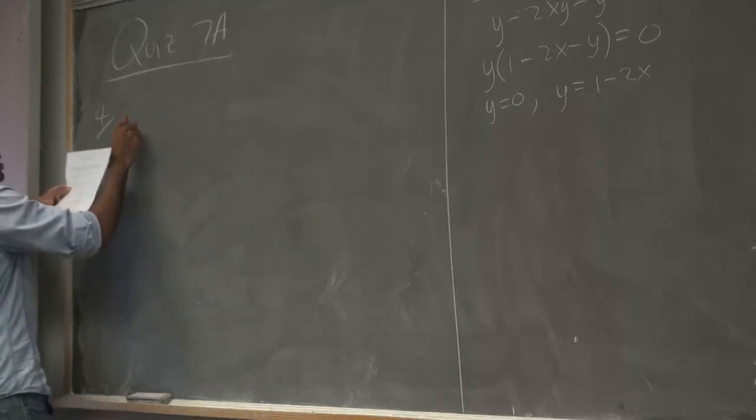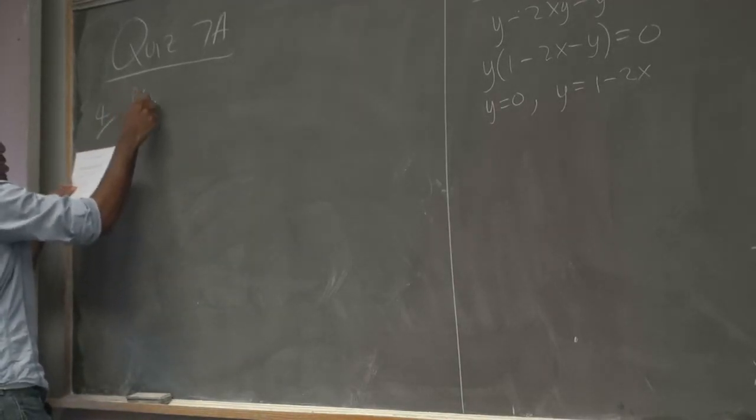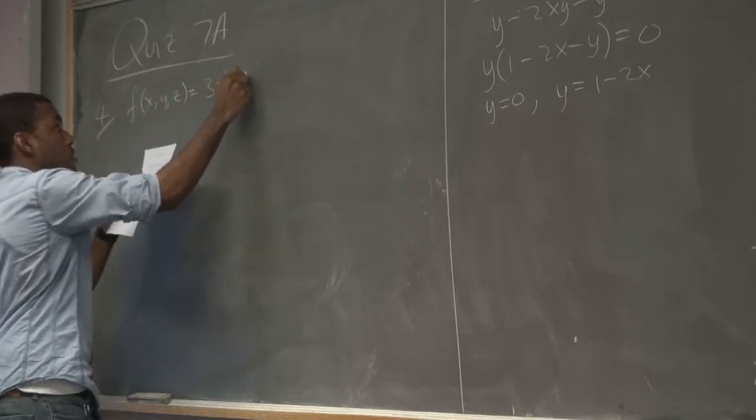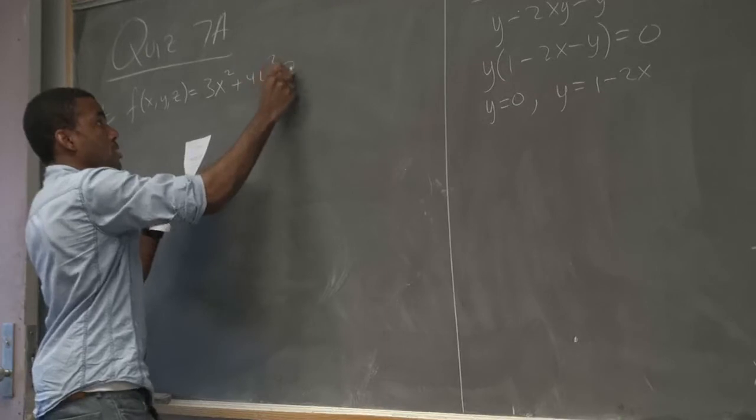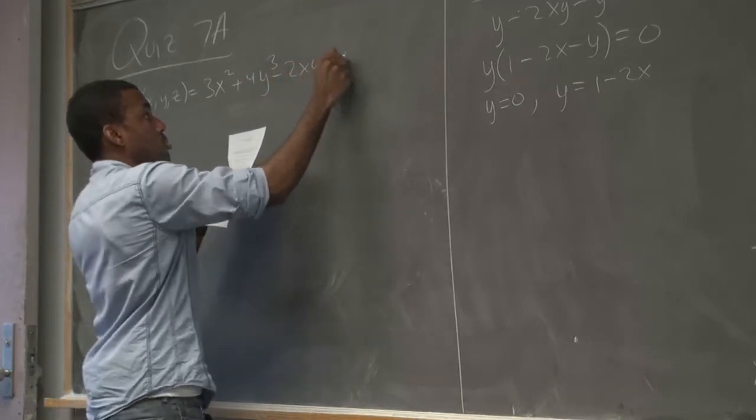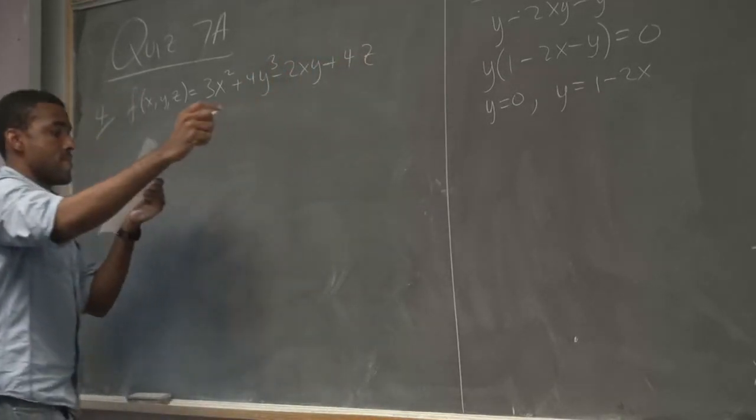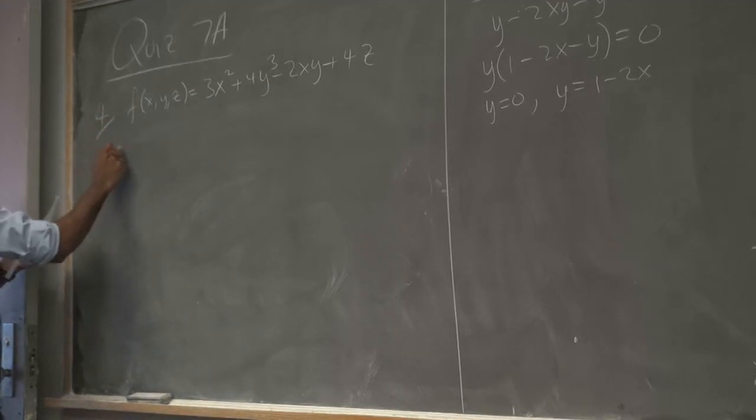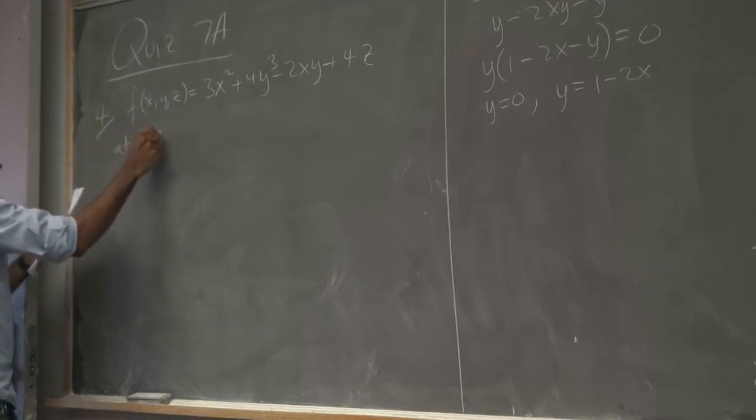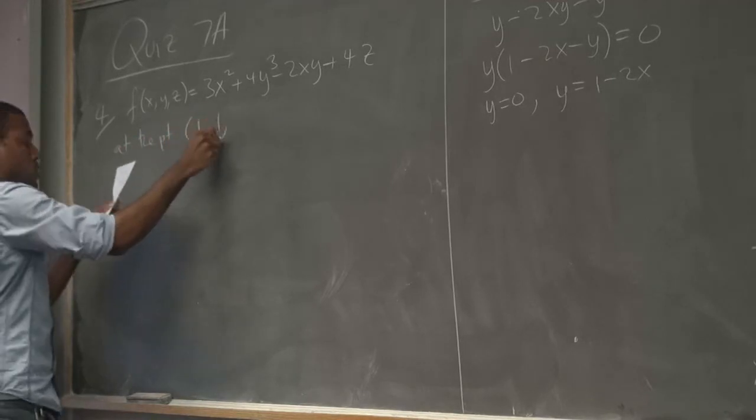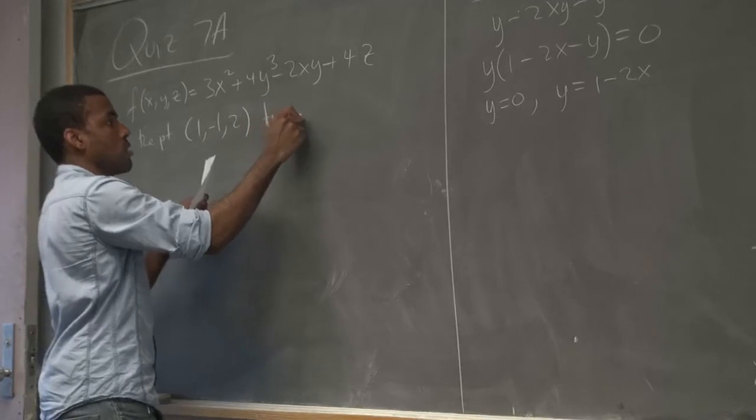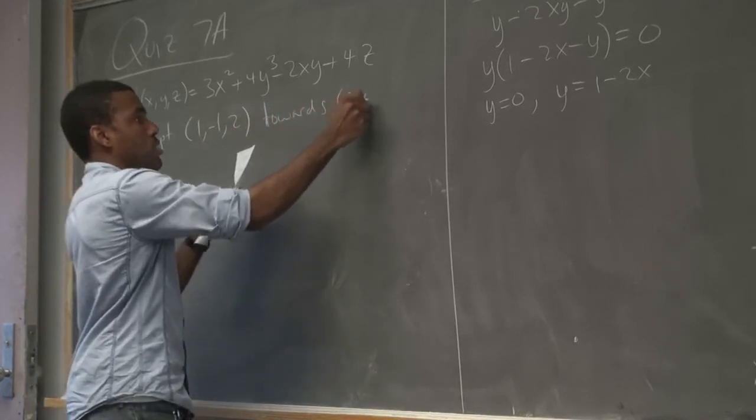Yeah, so here we had f of x, y, z equal to 3x squared plus 4y cubed minus 2xy plus 4z. And I wanted the directional derivative at the point 1, minus 1, 2 in the direction 2, 0, 4.